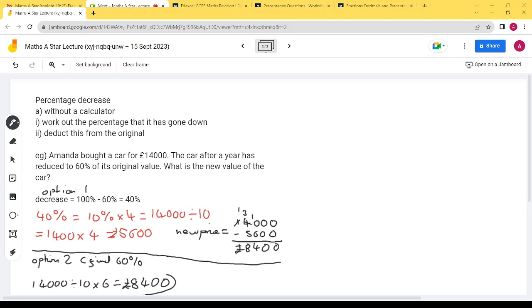As I say, if you're working out in the exam, I would expect you to write out the 1,400 times 6 as a long multiplication. Do as I say, not as I do with that stuff. It's always much better to write out your working along the way. But that's without a calculator. So we're going to look at it with a calculator.